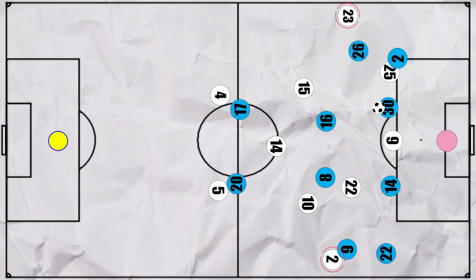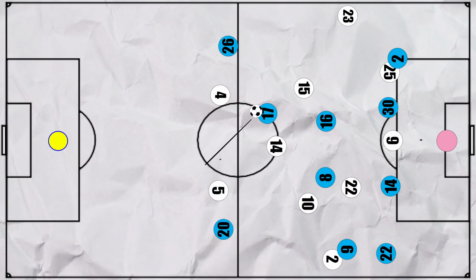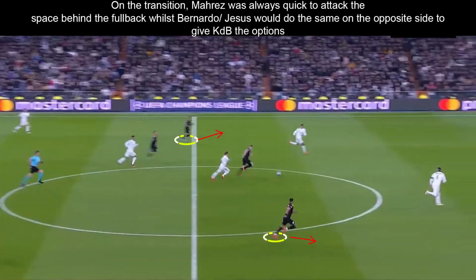But with Carvajal and Mendy being highly attacking, City often transitioned into the space behind the fullbacks, leading to several big chances. This was aided by keeping their two forwards higher up, and Mahrez was always quick to join, so De Bruyne often had several passes to choose from.